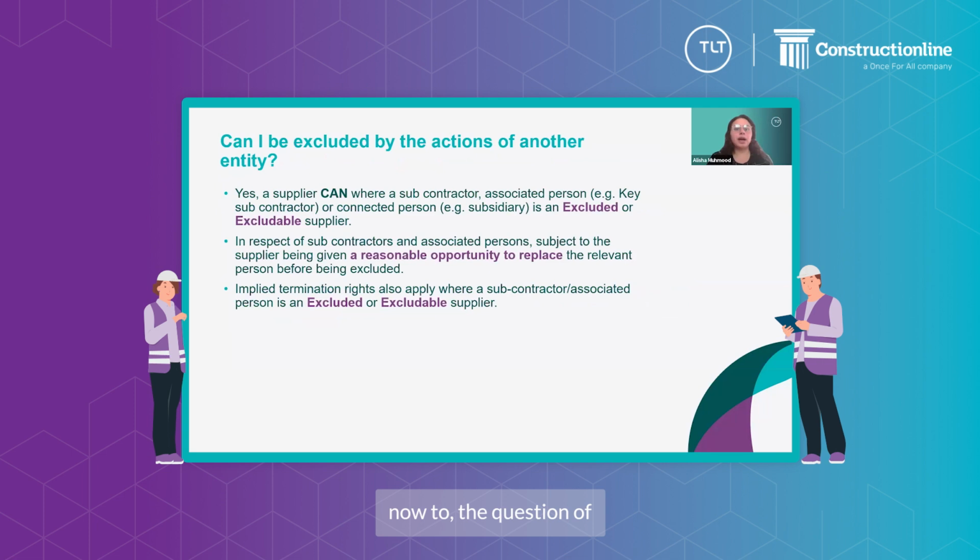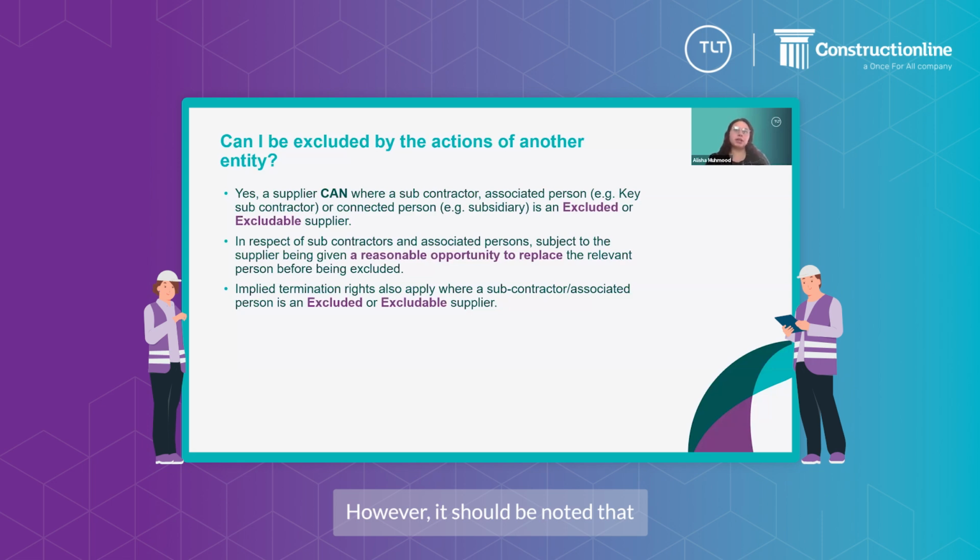Moving on now to the question of, can I be excluded by the actions of another entity? In summary, yes, you can be excluded by the actions of another entity. So where a subcontractor or an associated person, so this could be a key subcontractor, and means somebody who you will be relying upon to deliver the contract, or a connected person, so this could be a subsidiary of the company, where these are excluded or excludable suppliers, the supplier can also be excluded where they are using any of these.